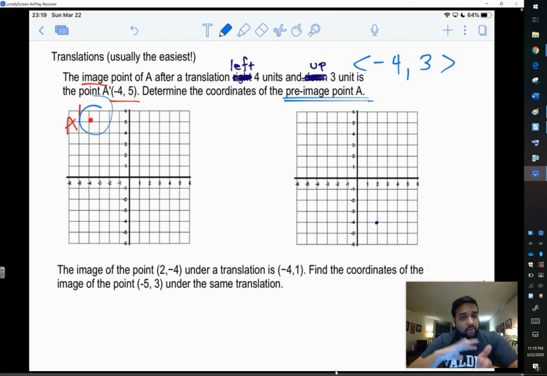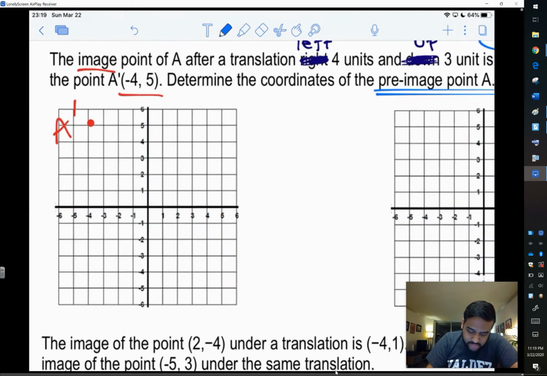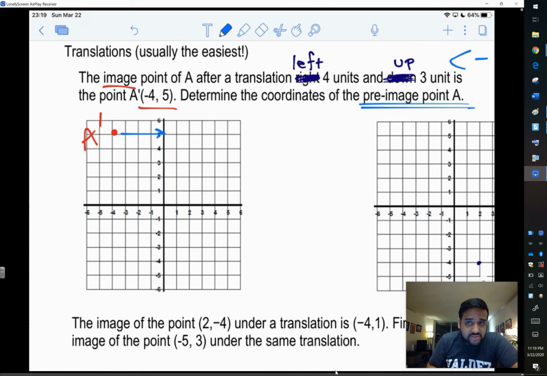So let's do that backwards to figure out what the original point was. Instead of going left 4, if we work backwards, we would go right 4. So let's do that from where we are. So going right 4 spaces would take me to the y-axis, it looks like. And moving up 3 is what happened. So working backwards, I should move down 3. So that would take us to right here. So this point, 0, 2, should have been the original point A.